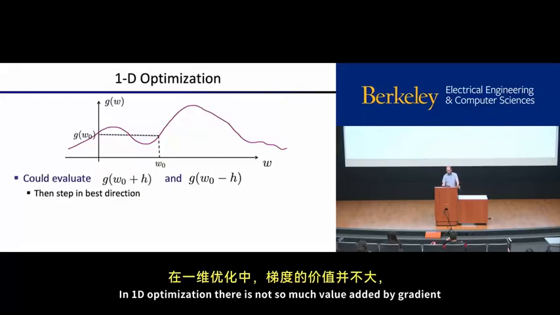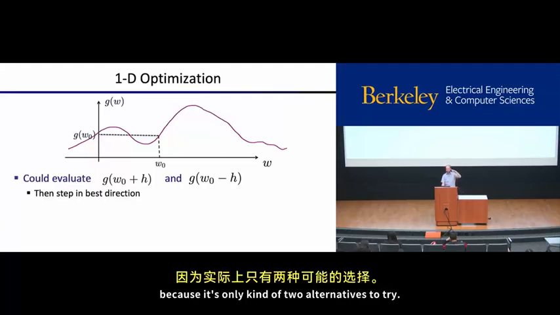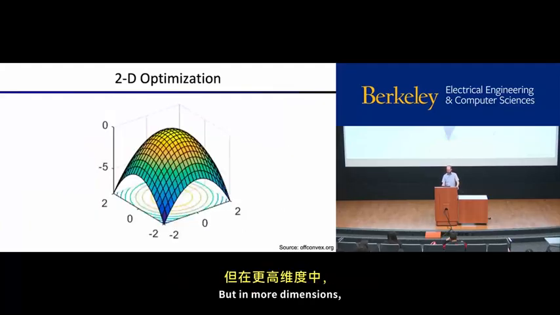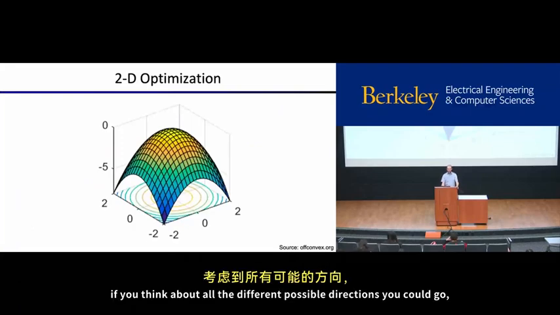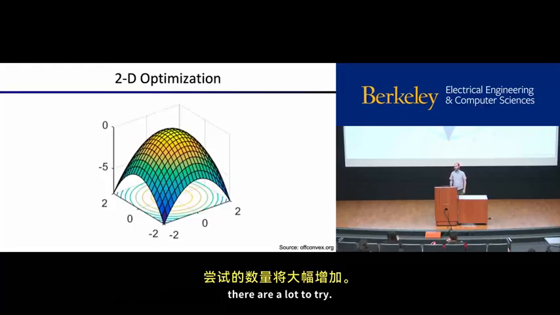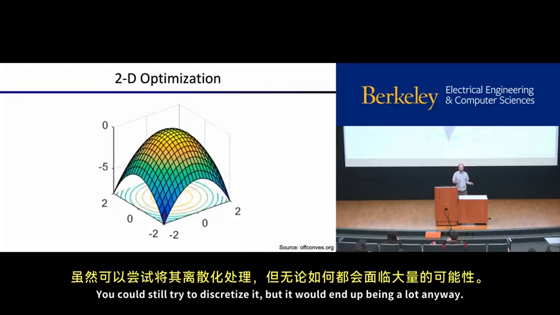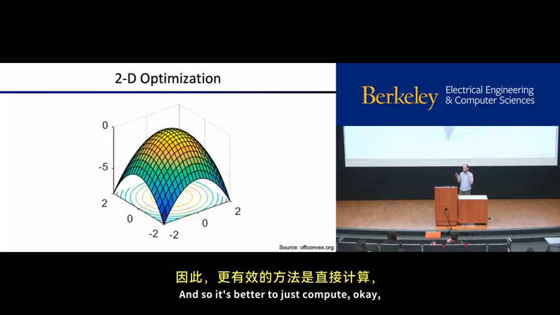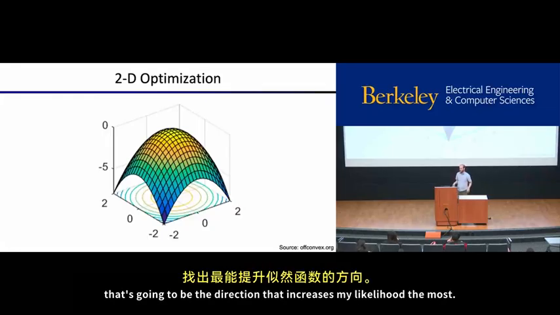In 1D optimization, there's not so much value added by the gradient because there are only 2 alternatives to try. But in more dimensions, if you think about all the different possible directions you could go, there are a lot to try. You could still try to discretize it, but it would end up being a lot anyway. So it's better to just compute, okay, that's going to be the direction that increases my likelihood the most.